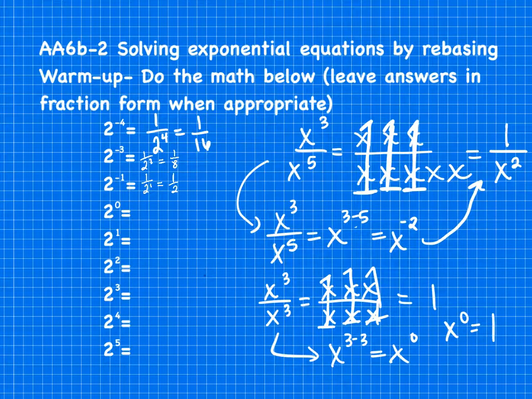2 to the 0 is 1. 2 to the first is 2. 2 to the second is 4. 2 to the third is 8. 2 to the fourth is 16. 2 to the fifth is 32. So that is the warm-up. And next we're going to move on to some solving stuff. As usual, I would recommend as we get to the new screen, you pause it and try it yourself, see if you can figure it out, and then move on.